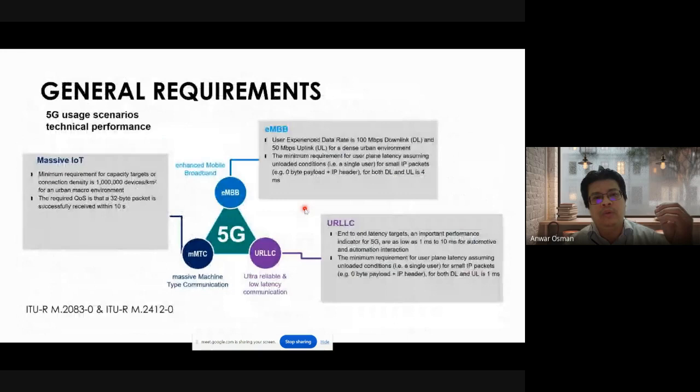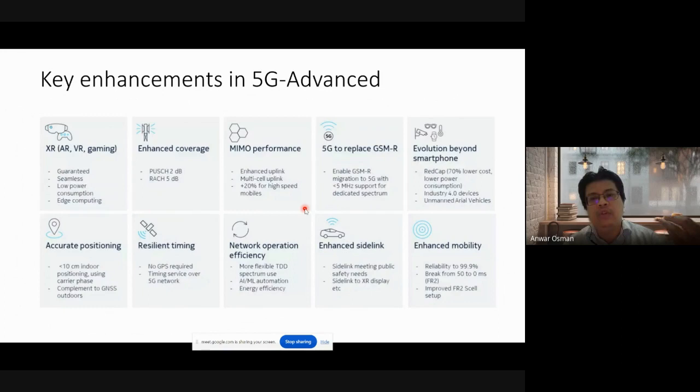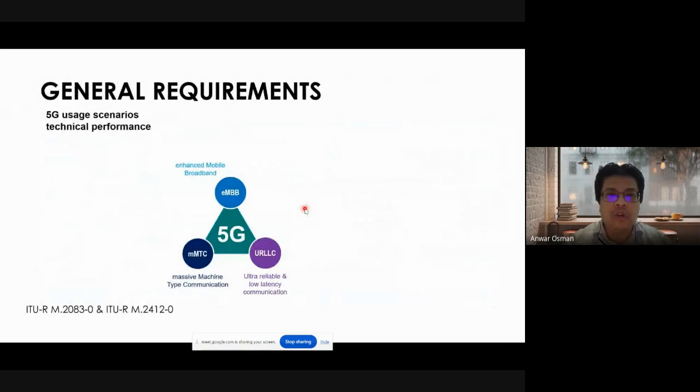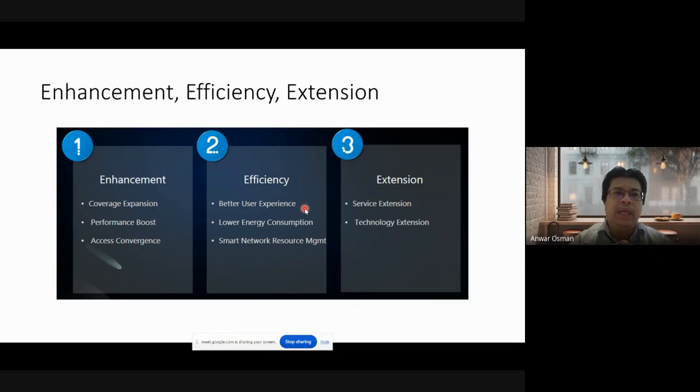We want to enhance the coverage, increase the mobility, and increase the accuracy of positioning. And how do we make use of 5G for machine-to-machine connectivity? These are some of the areas with potential for research, in terms of enhancement, efficiency, and extension. Enhancement means coverage expansion, enhancement in performance, and access to convergence between device, machine, human, and so on. Efficiency is how to better use your 5G resources, and how to manage the pros and cons of FDD and TDD.